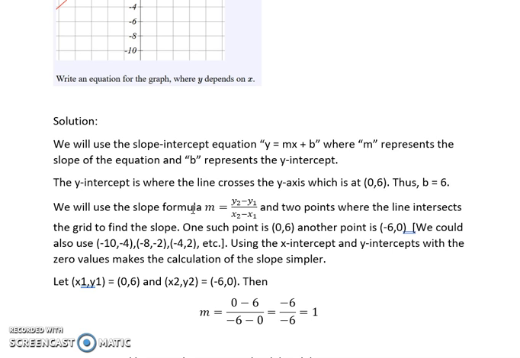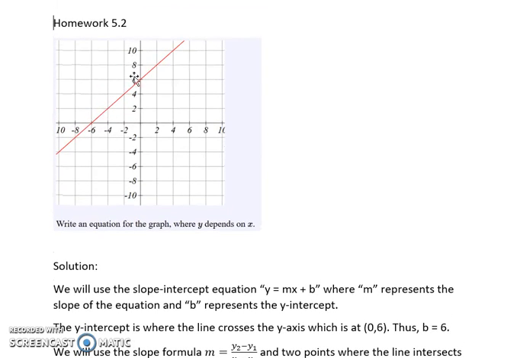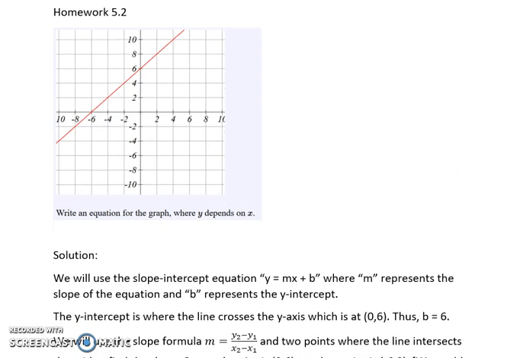For finding m, we can use the slope formula where m equals the change in y values of 2 points on the line divided by the change in x value of 2 points on the line. So we can pick any 2 points that are on this line for finding the slope, but we want to pick points that are actually on the grid so we can use exact values. And there are a lot of them that are on the grid here, but why don't we just use the y-intercept here and the x-intercept here as our 2 points for finding the slope.